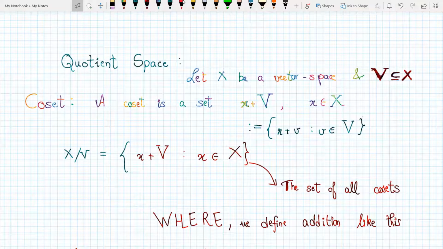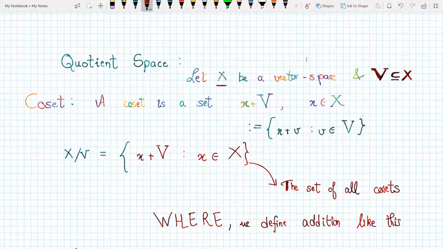Hello guys, in today's video we're going to study a very fundamental concept in three different fields of mathematics: topology, functional analysis, and linear algebra. That is the concept of quotient space. In this video I'm going to take a linear algebra perspective on quotient spaces, and the topological case we will leave for some later time. So let's start our discussion of quotient spaces.